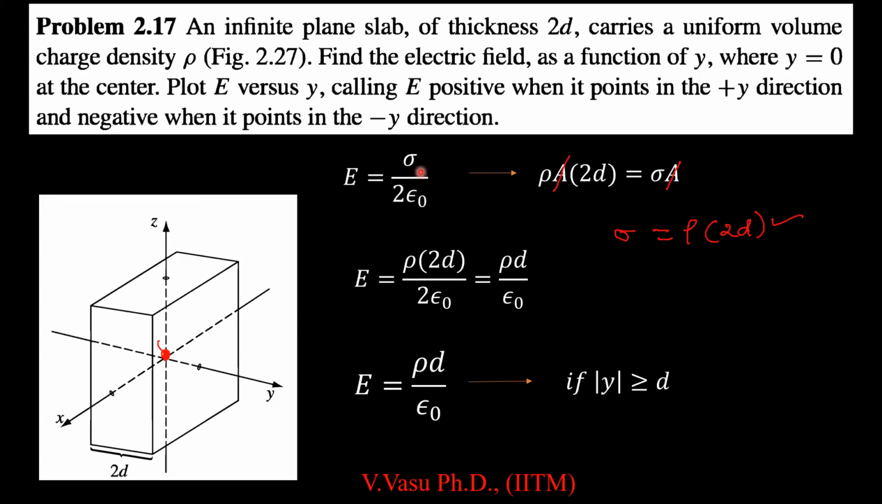This we are going to use at a later stage also. Now you replace sigma by rho multiplied by 2d. So now 2 will get cancelled. So you will get rho d over epsilon naught. So the electric field is rho d over epsilon naught if modulus y is greater than or equal to d, that is outside. So now we will move on further.